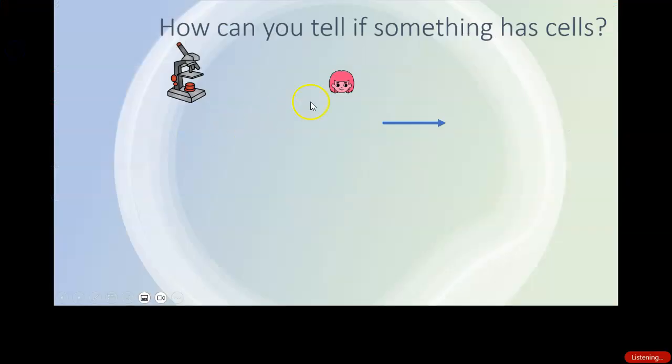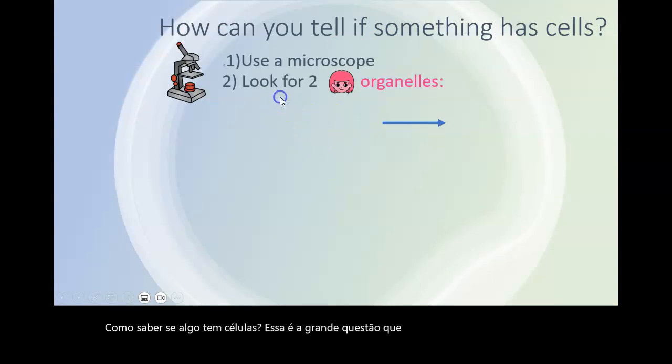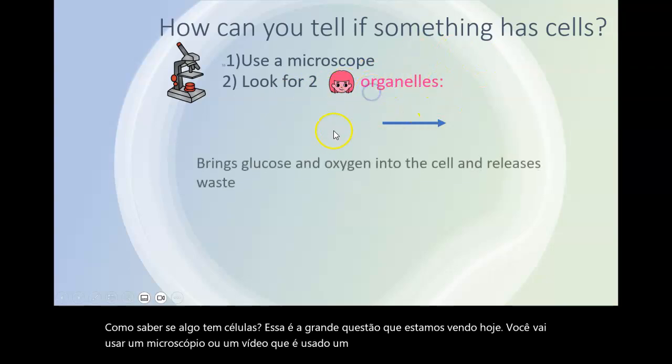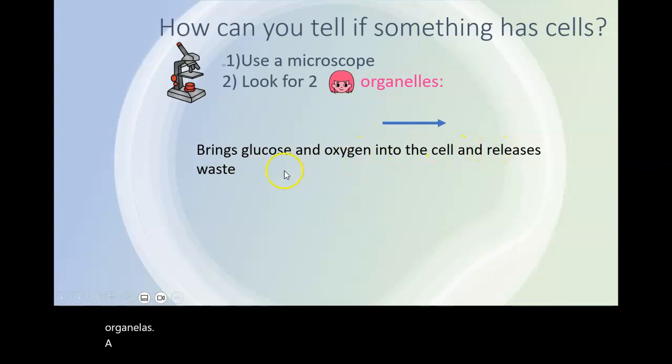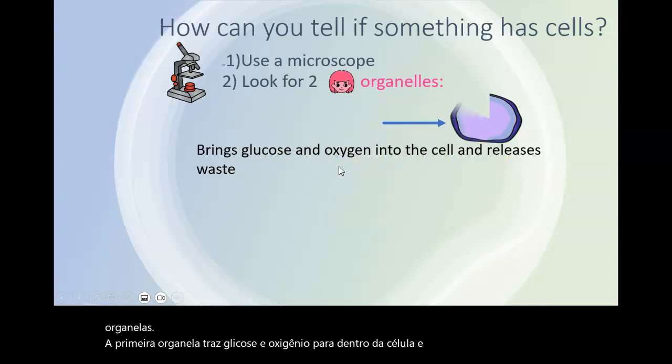How can you tell if something has cells? That's the big question we're looking at today. You're going to use a microscope or a video that's used a microscope, and you're going to look for two organelles. The first organelle brings glucose and oxygen into the cell and releases waste. What organelle do you think that is?